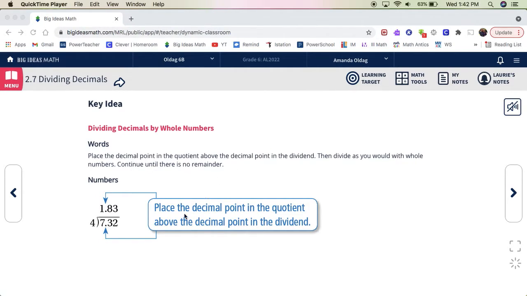When you divide a decimal by a whole number, you notice here in your dividend you have a decimal point, and you just go straight up and you place the decimal point in the quotient. It says place the decimal point in the quotient above the decimal point in the dividend. Then divide as you would with whole numbers. Continue until there is no remainder.